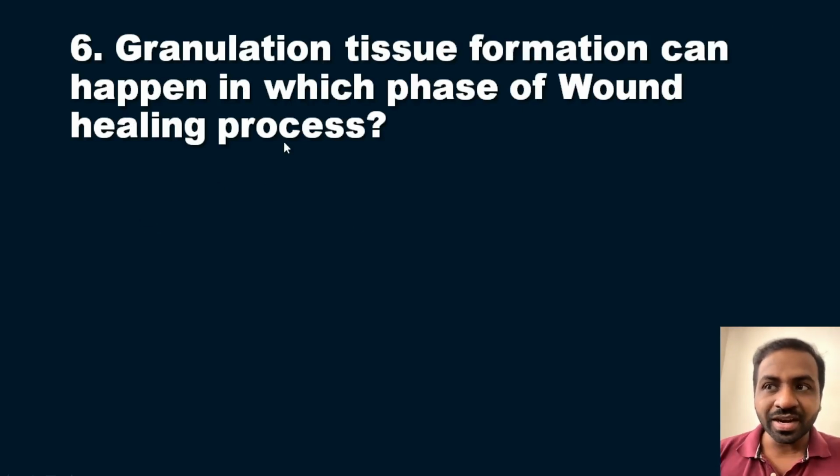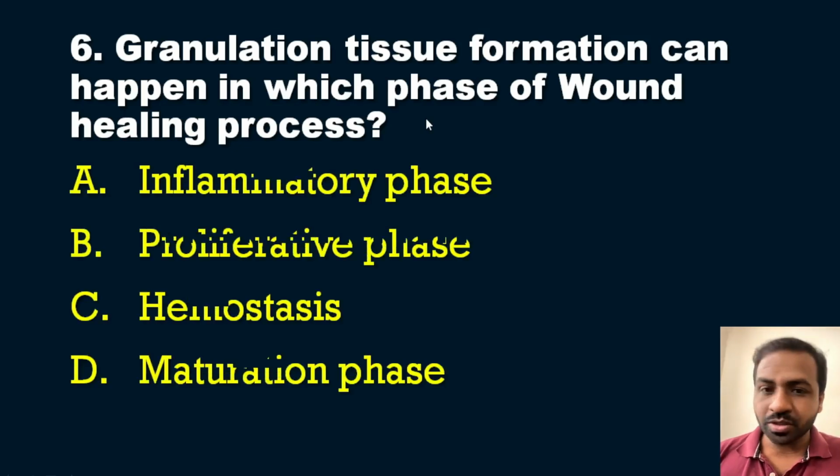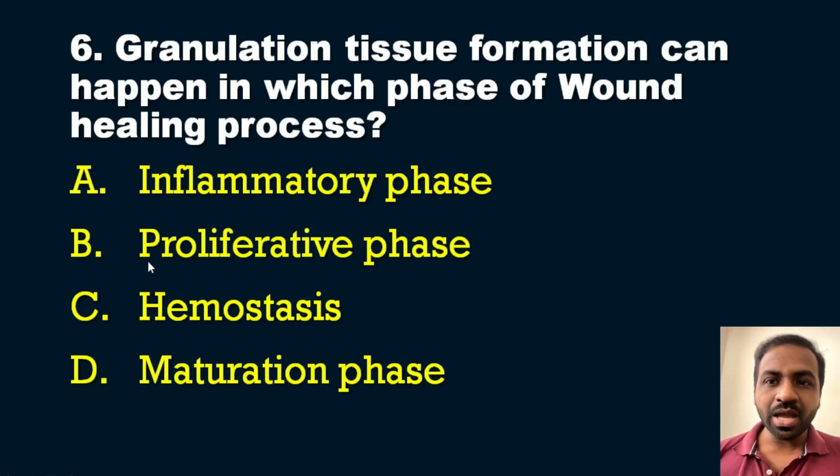So the question is regarding the phases of wound healing process. Granulation tissue formation can happen in which phase of wound healing process? And the options for you are option number A, inflammatory phase, option number B, proliferative phase, option number C, hemostasis phase, and option number D, maturation phase. So in which phase does the granulation tissue development happen? So the option number B, proliferative phase, is the answer for this question.